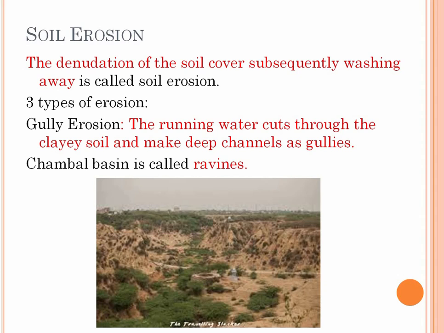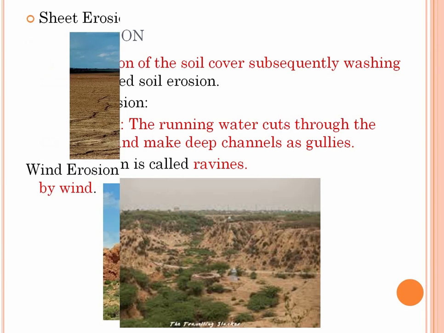The gully erosion: the running water cuts through the clay soil and makes deep channels called gullies. Like water flows and cuts deep through the land, and that land which you cannot use for any cultivation becomes wasteland. The Chambal basin has what are called ravines. You can see this kind of gully erosion more in the Chambal basin, which is part of Madhya Pradesh.